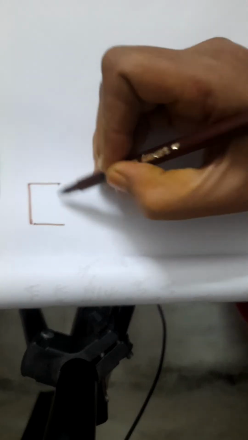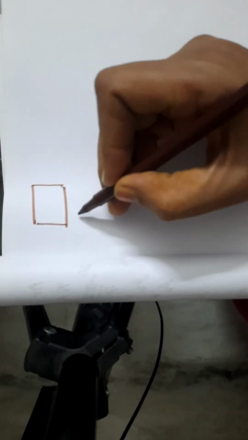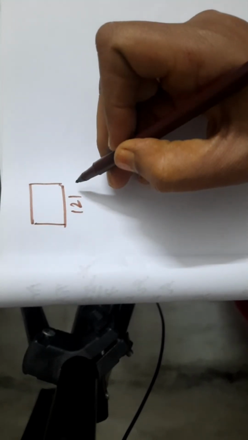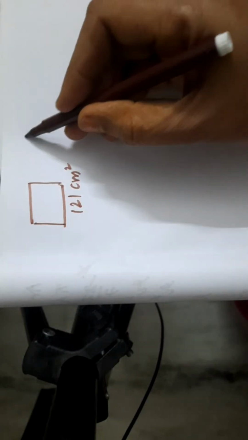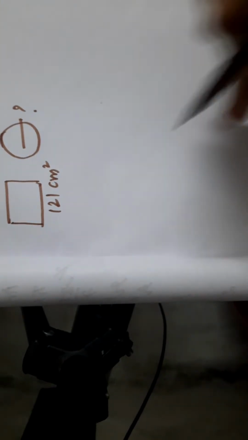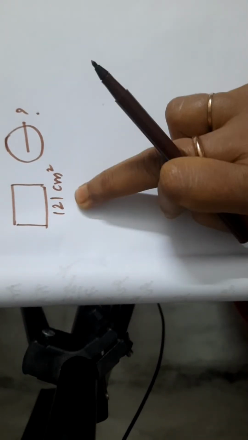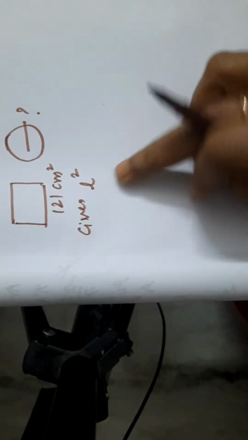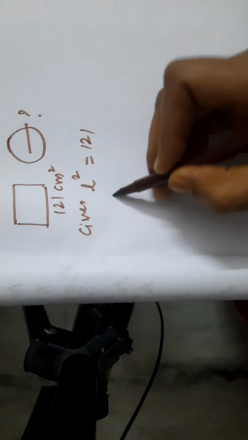So here there is a square. When a wire is bent in the form of a square, area is 121 centimeter square. If they open it and make a circle, what is the area? That's the question. Now the length of the square is not given. So we'll compare the area with the area formula of a square. Given the area of square is L square, side square. L square is 121.